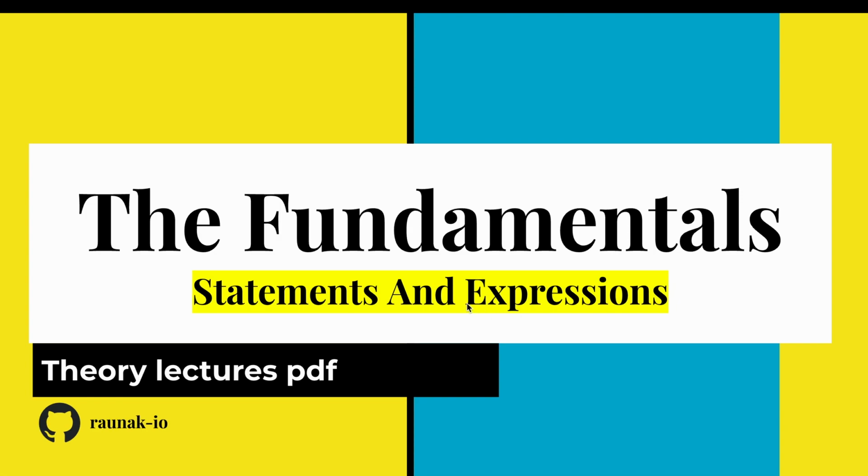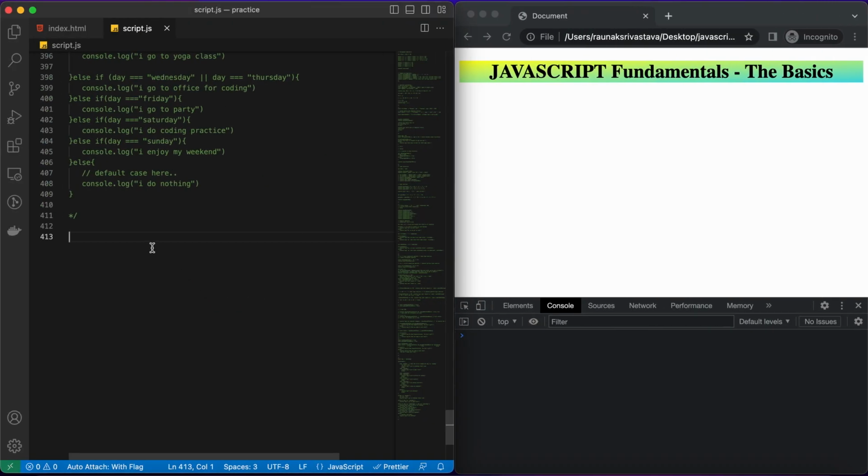Expressions are basically code which produces a value. And statements are basically a block of code which is used to tell the computer to do things, or to instruct the computer to do things. Okay, so let me show you an example of both of these.